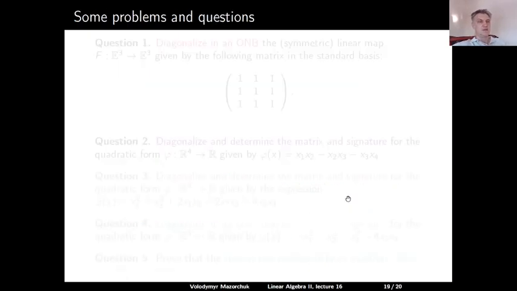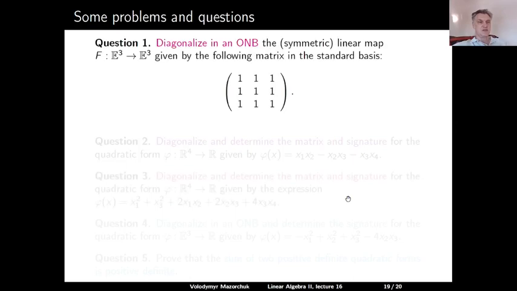Let us finish with some additional problems and questions. Question 1. Diagonalize in an orthonormal basis the symmetric linear map f from E3 to E3, which is given by the following matrix in the standard basis. The matrix is 1, 1, 1, 1, 1, 1, 1, 1, 1.